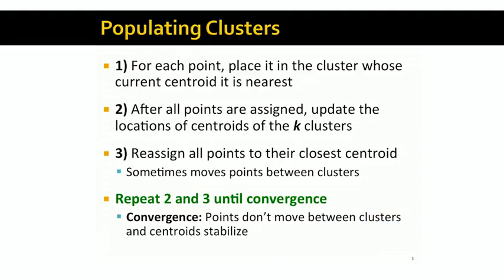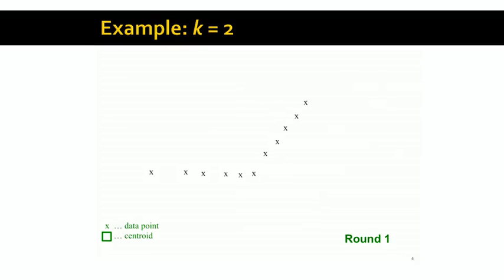We're going to repeat steps 2 and 3 until convergence. And what we mean by convergence is that the k centroids don't move any further, and the points don't move any further across the centroids. At that point, we have a stable k-means clustering. So let's look at an example.